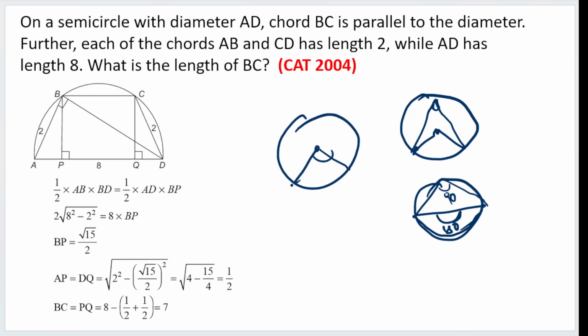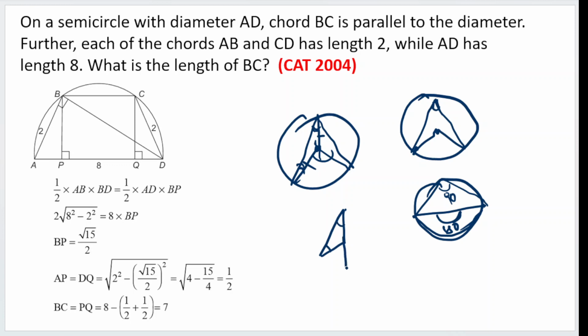How did we prove that this angle is double that of this angle? We did a simple thing. We drew one more radius. This radius and this radius are equal, that means this angle and this angle are equal. Let me draw this diagram again. There is a small triangle like this, where this is equal and this is equal.